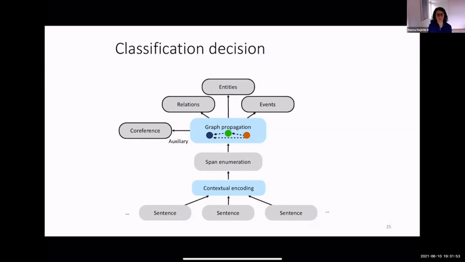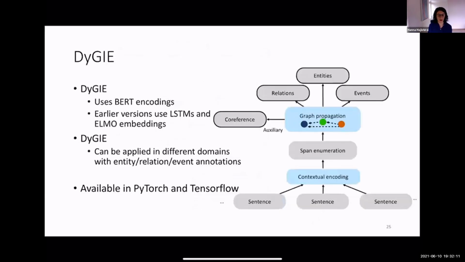Awesome. So now we have this multi-layer network, starting with token encoding, phrase encoding, graph propagations, and then finally the task layer, which handles all these different tasks. Just to summarize, our DIG model uses BERT encoding. We had earlier versions built on LSTMs and ELMo embeddings, in the older days of 2018. And we showed that our DIG framework can be applied in different domains if we have smaller scale annotations of entities, relations, and events.